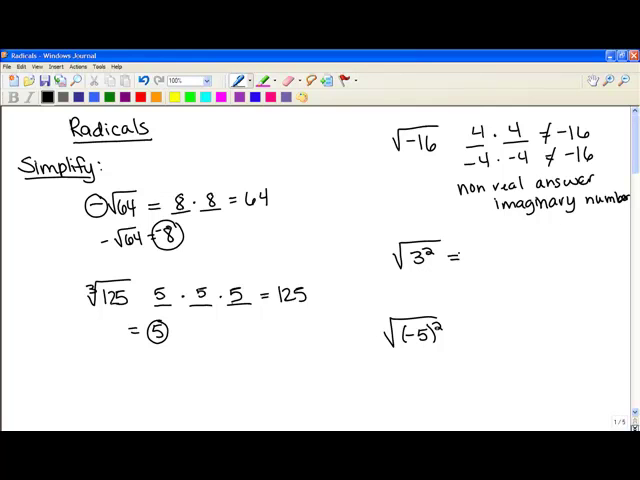Taking a look at the next square root, we have the square root of 3 squared. 3 squared is 9, so we're really taking the square root of 9 here, which is equal to 3. A lot of times we can think about the square root and the squared canceling out, and you just get the number underneath. The next problem is the square root of negative 5 squared. If we square the negative 5, we have 25 underneath, which is equal to 5.